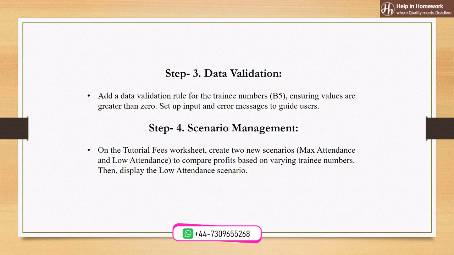Step 3. Data Validation. Add a data validation rule for the trainee numbers, B5, ensuring values are greater than 0. Set up input and error messages to guide users.